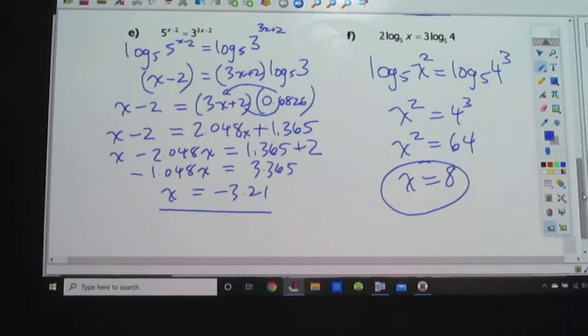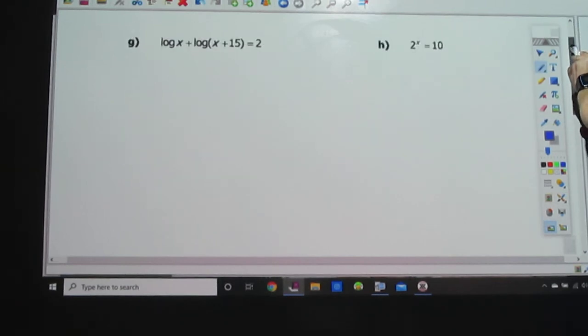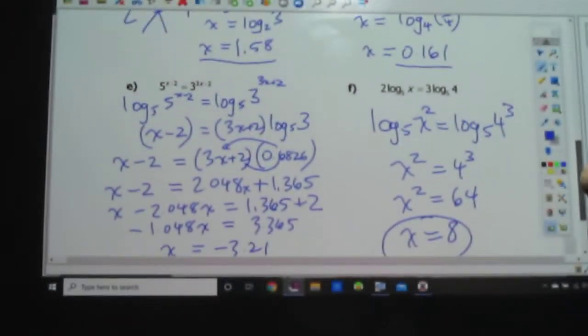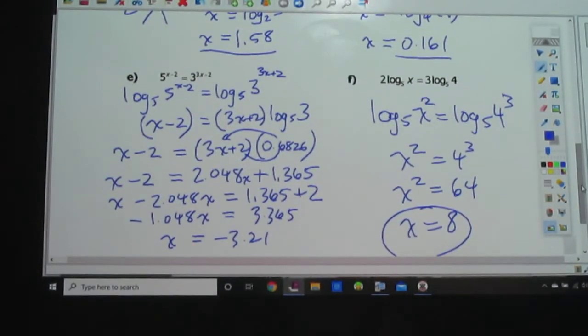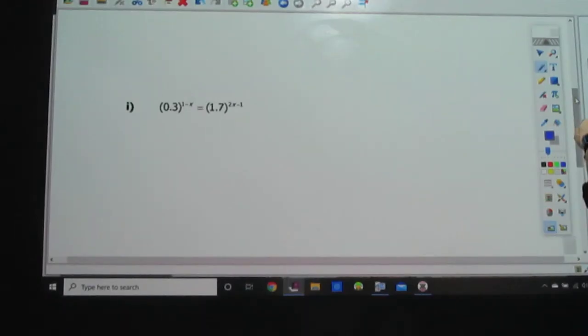Okay, so that's that page. Let's go to this page. We've got, I think, 2 more to do. We're going to do G and H. I is just really similar to part E, but more difficult because it involves decimals. So take a look at I. We might try that one online together when we meet up. So let's do G and H.